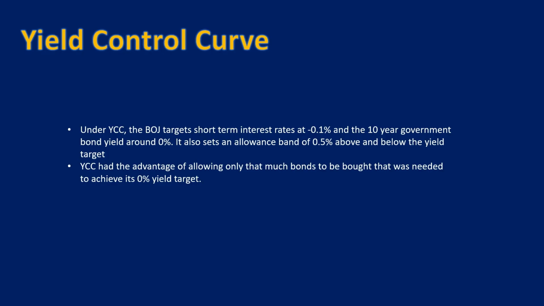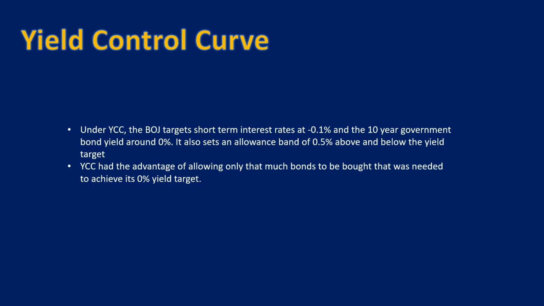Now, YCC was to encourage borrowers to undertake capex, that is, capital expenditure, while at the same time improving the returns for pension and insurance funds. So, under YCC, the Bank of Japan targeted the short-term interest rate at negative 0.1% and the 10-year government bond yield at 0%. It also set an allowance band of 0.5% above and below the yield target.